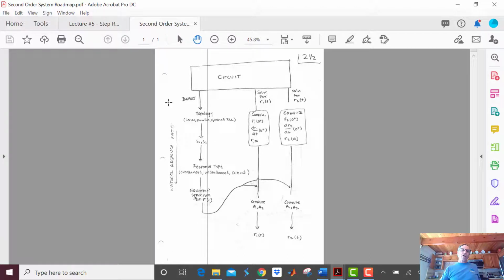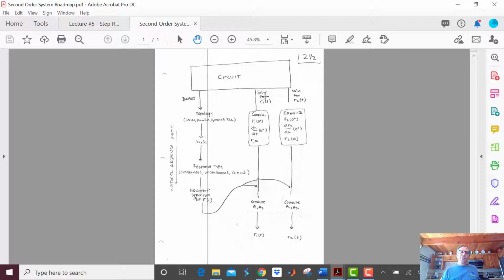So I call this the natural response path. And this path applies to all the different specific solutions we're going to get. So that's why I bring it into the flow chart down here.